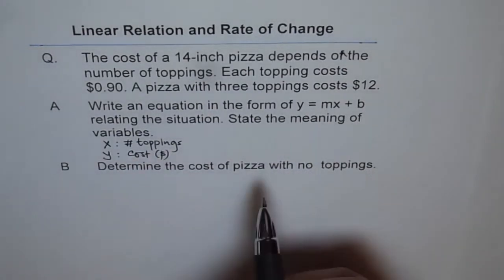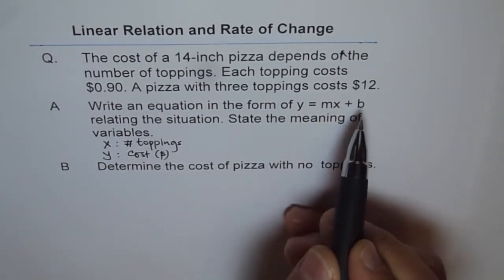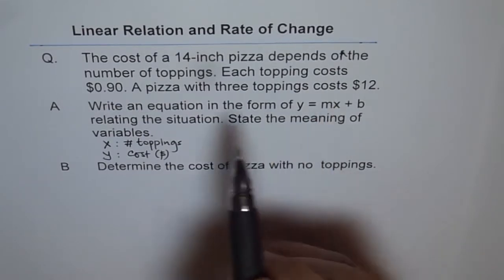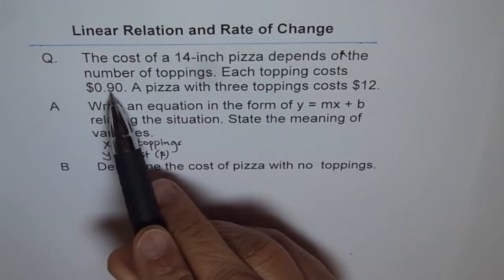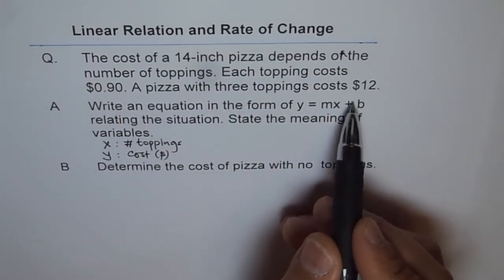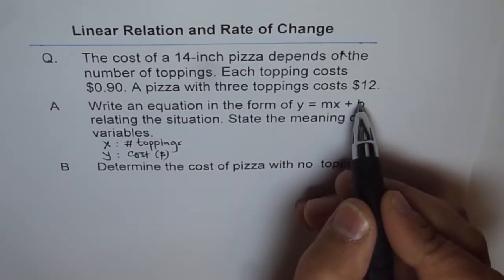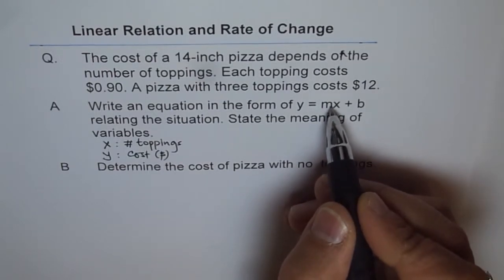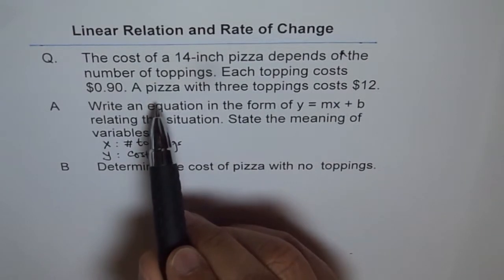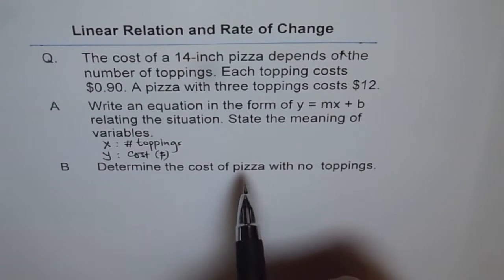Now to write an equation like this, we need two things. One, we need the rate of change. That means every topping will cost how much? Every additional topping costs 90 cents. So we got that one. And the second part is the fixed cost without any topping, correct? So if you know the cost without topping and the cost of every topping, we know the net cost. Well, in the question, we know one thing. We know that the pizza with 3 toppings will cost $12, correct?